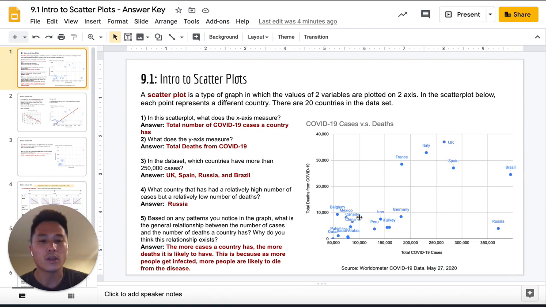And then if we think about what's happening in real life, that makes sense because the more cases that a country has, the more people are likely to die from the disease. So that's why we have that relationship and that pattern.